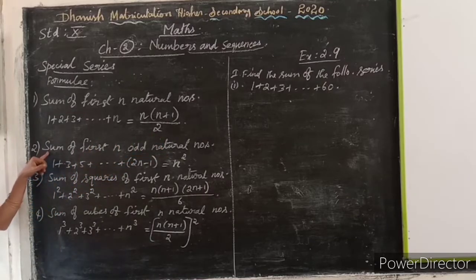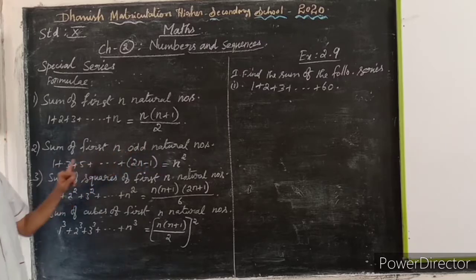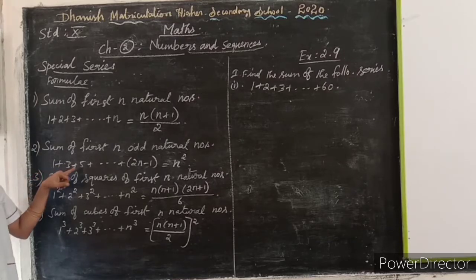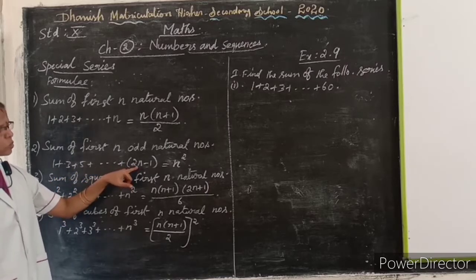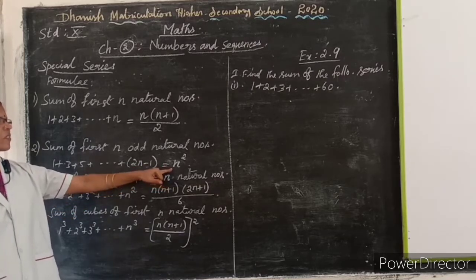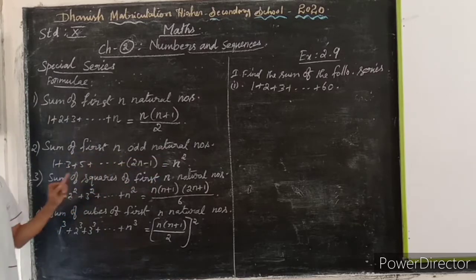Second formula, the sum of the first n odd natural numbers. The first odd natural number is 1, the second odd natural number is 3. That is 1 plus 3 plus 5 plus etcetera up to the last odd natural number, 2n minus 1, is equal to n square. This is the formula for the sum of the first n odd natural numbers.